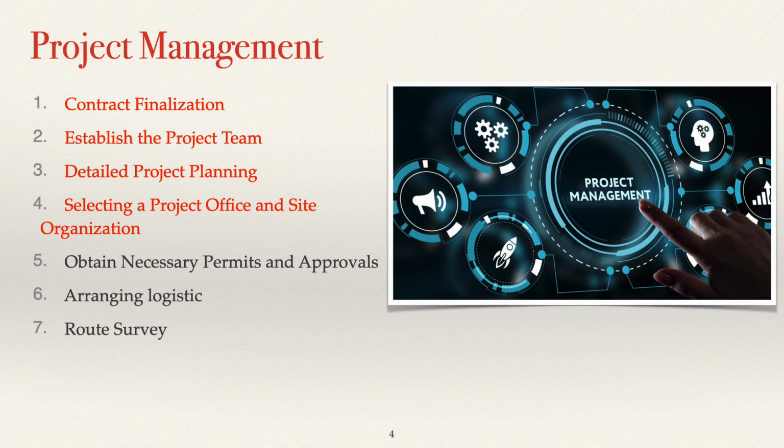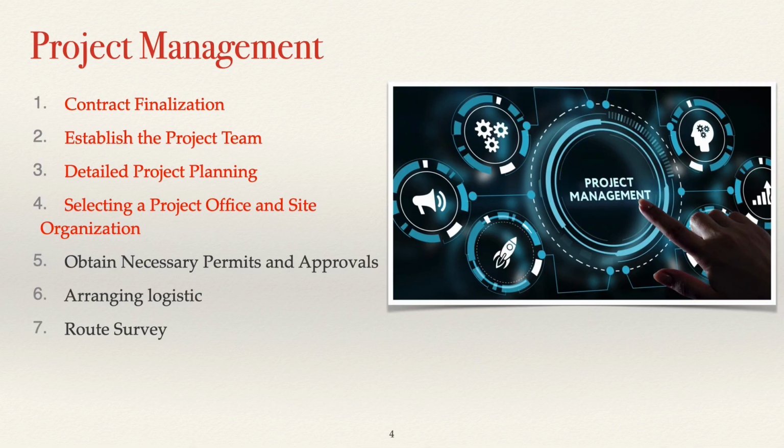Project Management Overview. In Chapter 5, we covered key aspects of project management, including topics such as contract finalization, establishing the project team, detailed project planning, and selecting a project office and site organization. In this chapter, we will continue with the remaining topics in project management.